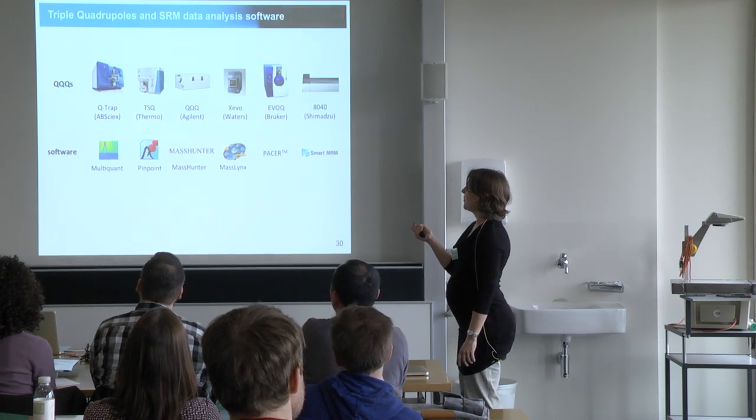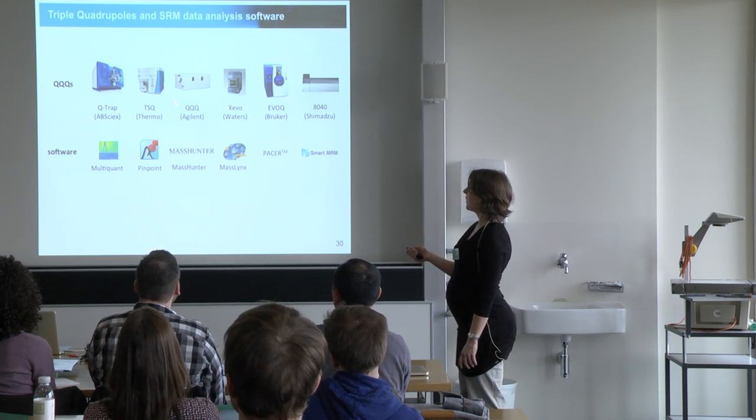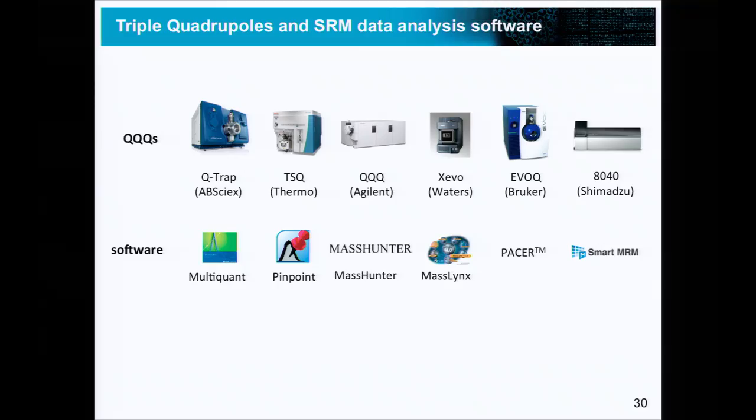So here's once more a wrap-up of all the different triple quadrupole vendors that are out there. Most people usually work with Q-traps or TSQ instruments, which are the most popular ones. But there is also Agilent, Waters, Bruker, Shimadzu that provide triple quadrupole mass spectrometers. And this is always the case in industry. With each instrument, there comes the specific software.